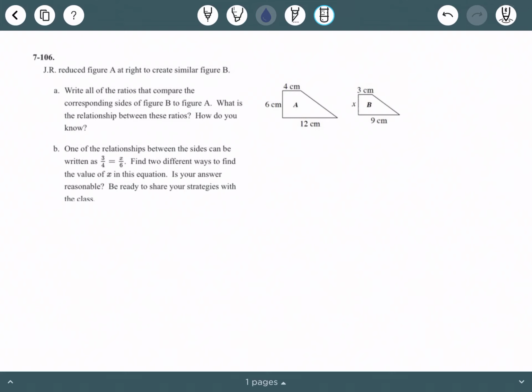Problem 7-106. JR reduced figure A at right to create similar figure B. Part A: write all of the ratios that compare the corresponding sides of figure B to figure A. What is the relationship between these ratios? How do you know? All right, so first of all, what I need to do is find the corresponding sides.